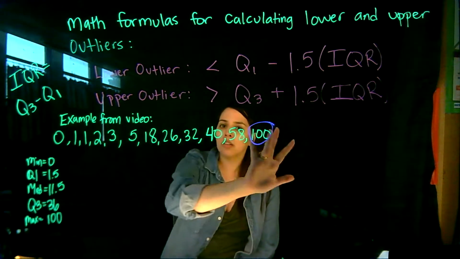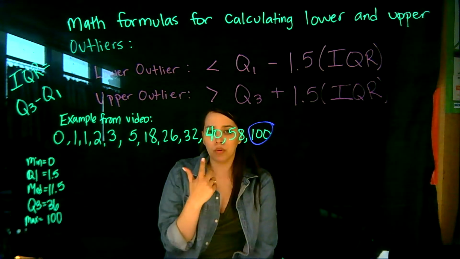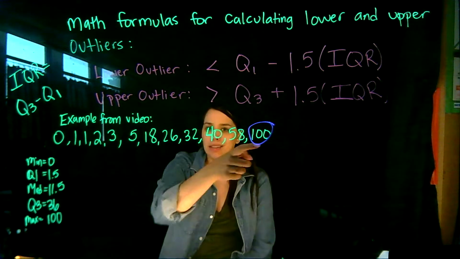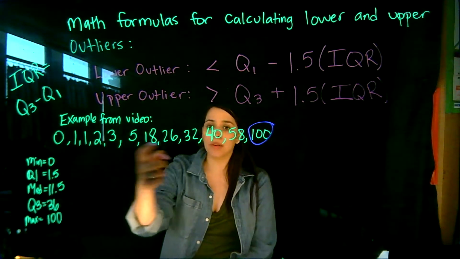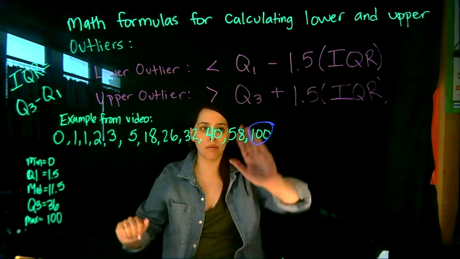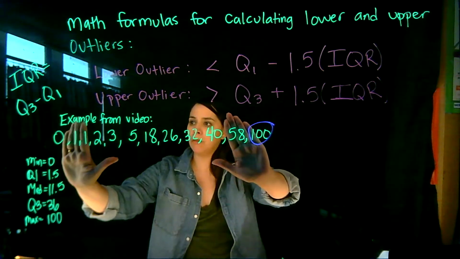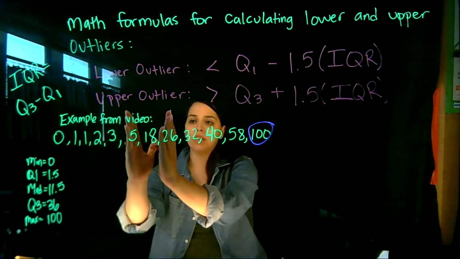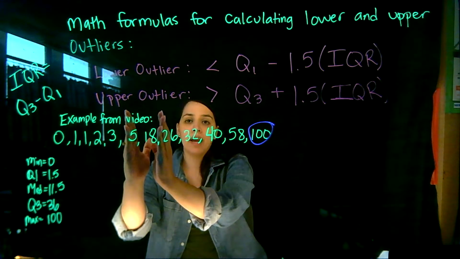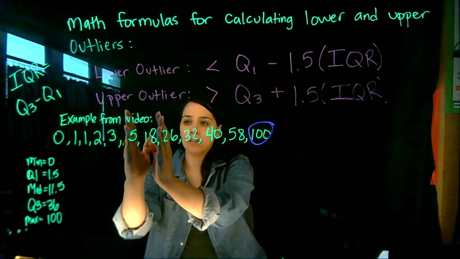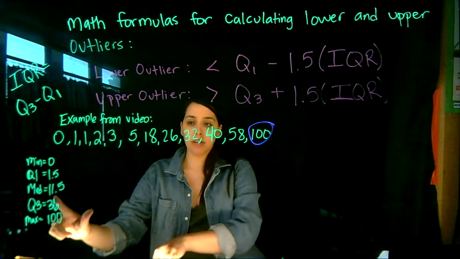So in this list, we have to find first our median, our quartile 1, quartile 3, our min, and our max. Now our minimum is 0, our max is 100. The median is the number that's in the middle of all these numbers when they're in order from least to greatest. So we would eliminate 100 and 0, 58 and 1, 40 and 1, 32 and 2, 26 and 3, and it looks like we have 5 and 18 in the middle. So we add those two together and divide by 2. 5 plus 18 is 23. 23 divided by 2 is 11.5. So our median is 11.5.